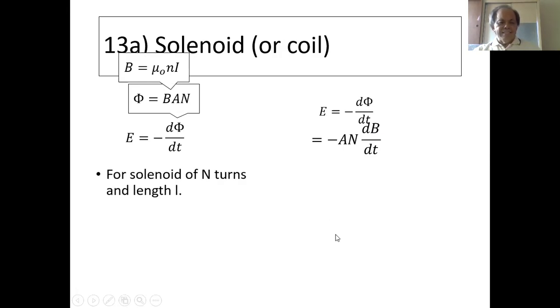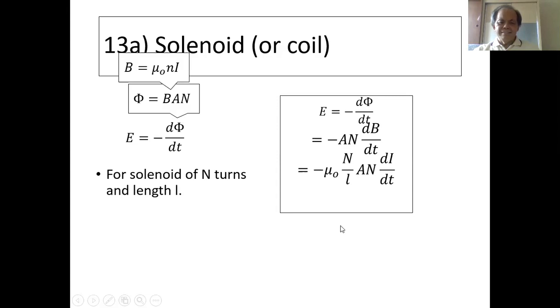So for a solenoid with N turns and length L, now I'm replacing B with mu naught and the small n is there. That small n is just N divided by L. And that's your A N. And then what's left is I, so it's dI/dt.